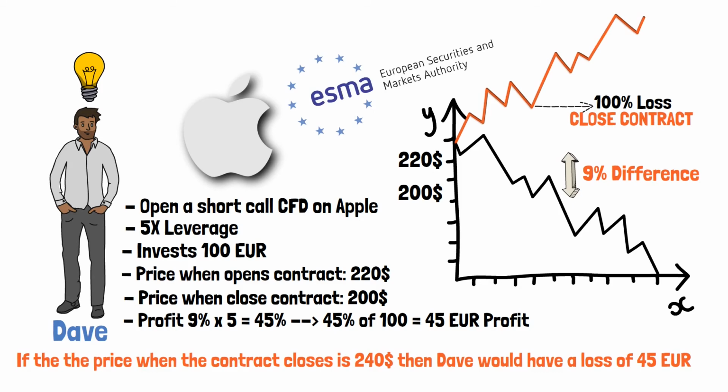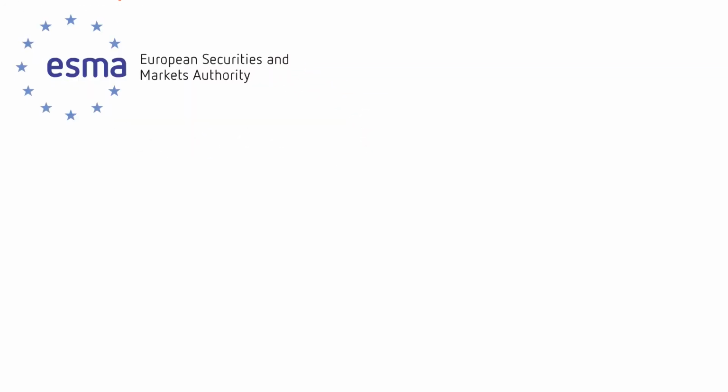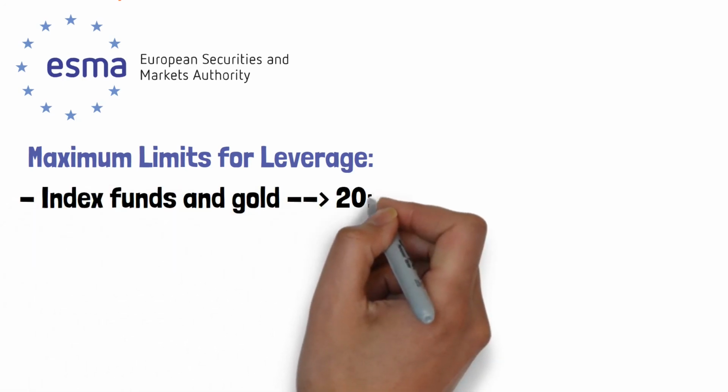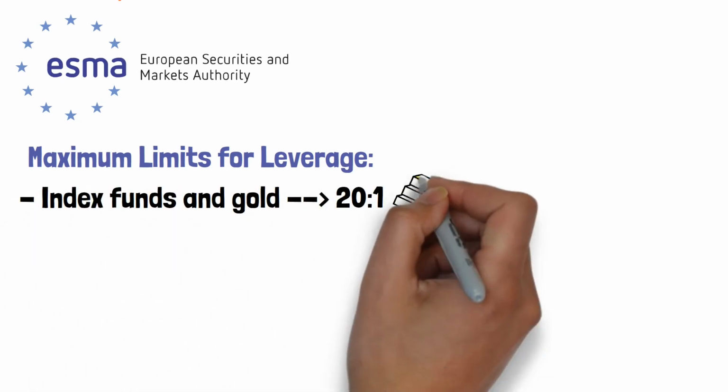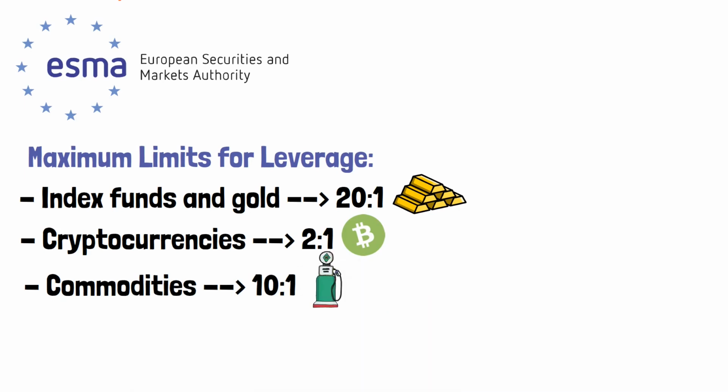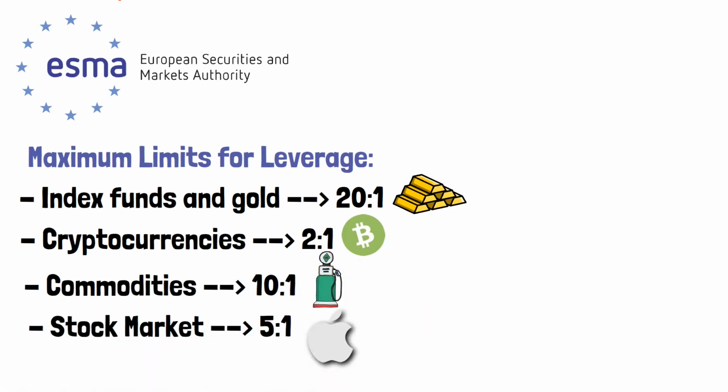However, we recommend always operating with stop loss orders and take profit. Also note that the ISMA regulation is applicable only to European countries, so if you live elsewhere, make sure you read your contract conditions and your local regulations. Another thing that ISMA regulates is the restrictions on how much leverage you can apply depending on the asset. So for index and gold, it's 20 times, for cryptocurrencies 2 times, for commodities 10 times, and with the stocks, as we saw earlier, 5 times.